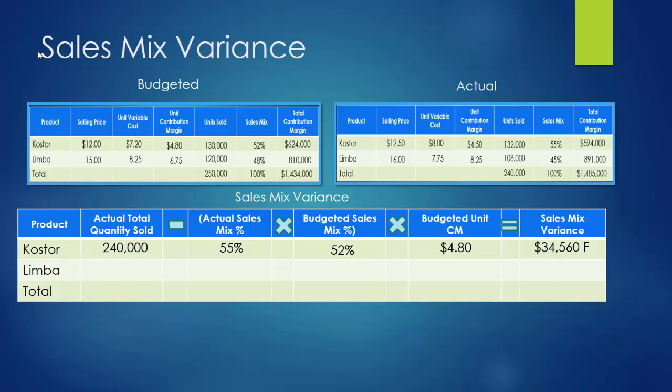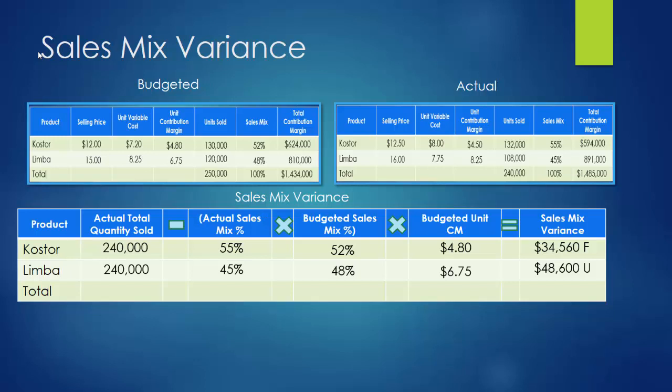$34,560. And why is this favorable? Because we sold a higher percentage of CostStore in our mix than we budgeted for in the first place. For the Limba, we still sold 240,000 units in total, but the Limba was only actually 45% of our sales, where we budgeted for it to be 48%. So we sold 3% less Limba than we thought we were going to. Well, if we multiply that by our $6.75 budgeted unit contribution margin for this particular brand, we're going to come up with a sales mix variance of $48,600 unfavorable.